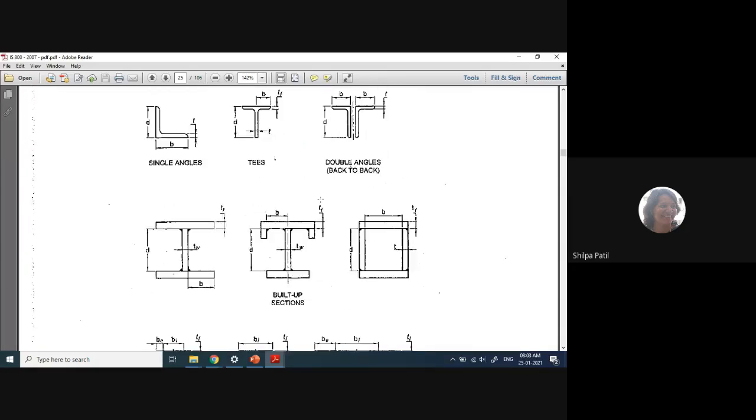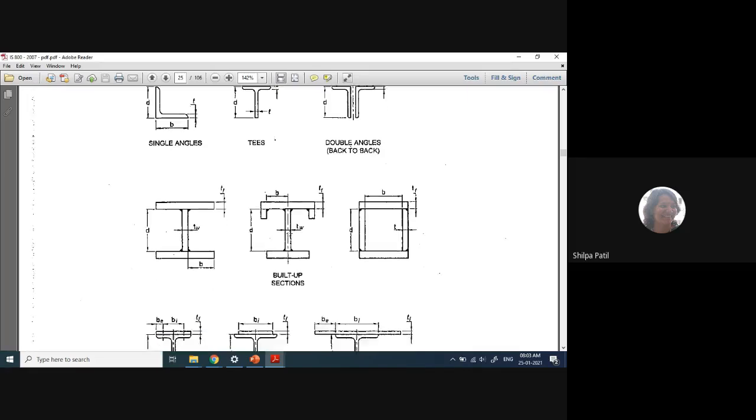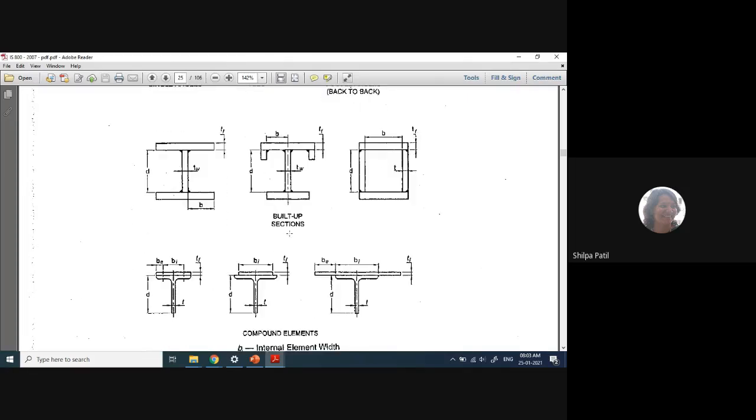If you come down to the built up sections, here now, if you consider this built up section, that statement is applicable for this flange, because this flange is supported at the another edge also. Okay, here this is a welded box section, so it is applicable for the flange of box section also. Is it clear? Internal element of compression flange.